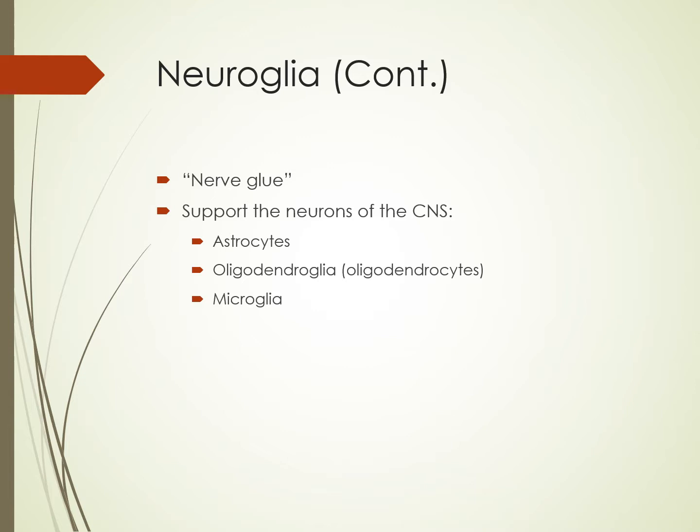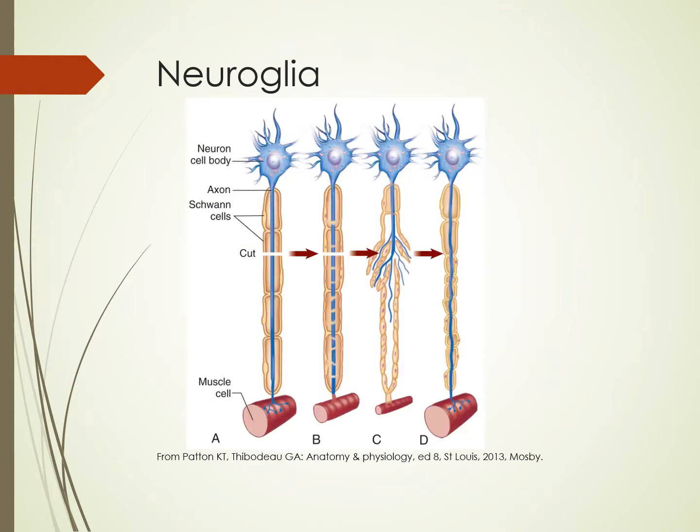Neuroglia, it's the nerve glue. It supports the neurons of the central nervous system. And here's how that works.